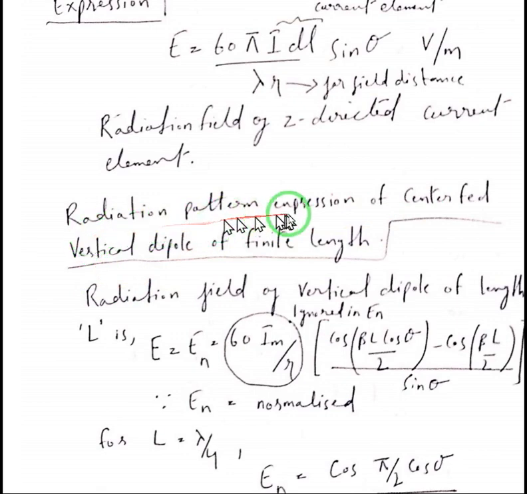Next is the radiation pattern expression, that is the equation of center fed vertical dipole of finite length. That means here we will discuss the expression for the vertical dipole which has some finite length, but it has been fed from the center, that is the source is being coupled with the vertical dipole at the center of the antenna.